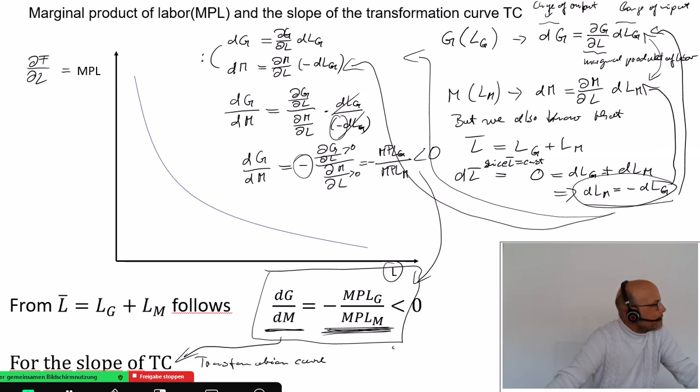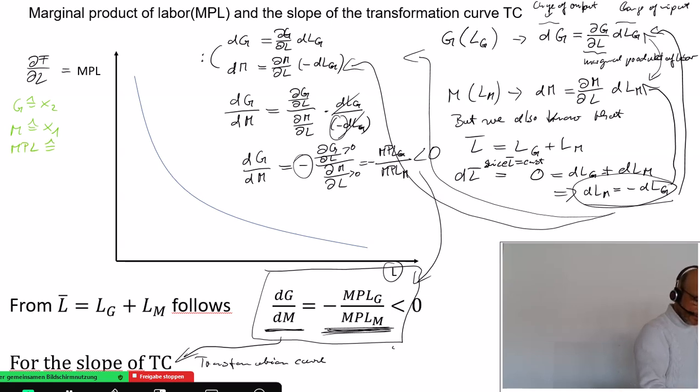Where have you seen something like this before? Let's make an exchange of some letters. Let's say, what do we have? G is x2, M is x1, and MPL is, how did you call it? I think MU, marginal utility.